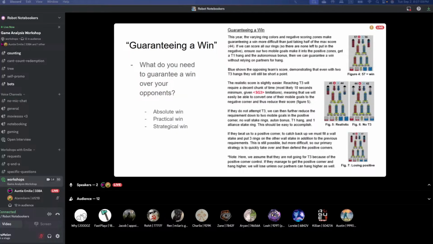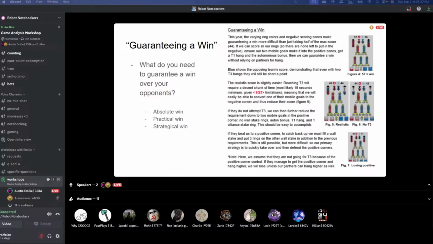That also works the other way around. If your opponents are going for a tier 3, then you might be able to strategically win over them by stealing their goals and putting them in negative corner, because there's not going to be much they're able to do when they are going up themselves. So just looking at strategically what can you do to win, and what are your opponents or you giving up by completing various tasks.